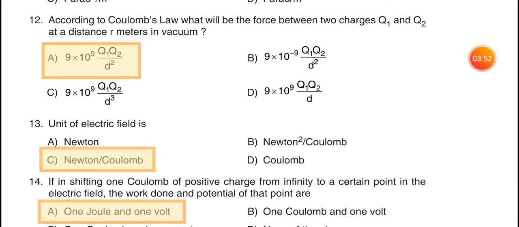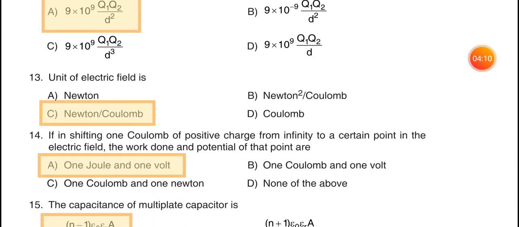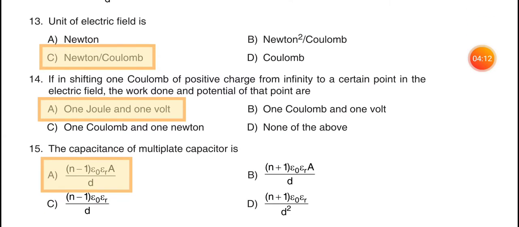12th question. According to Coulomb's law, what will be the force between two charges Q1 and Q2 at a distance R meters in vacuum? Answer is option A, 9 into 10 raised to 9 Q1 Q2 divided by D square. 13th question. Unit of electric field is option C, Newton per coulomb.